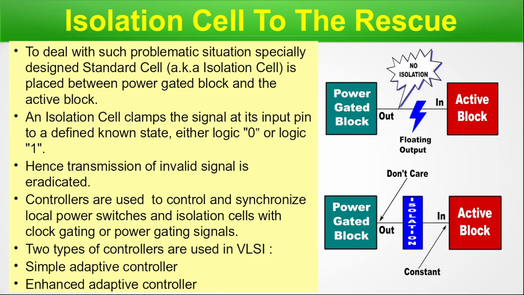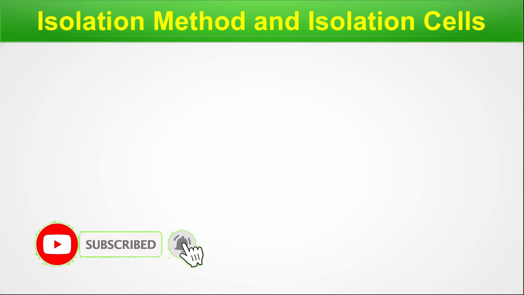So here in this slide we have explained how the isolation cell, that is a special standard cell, tackles the situation of the floating line going from a power gated block into an active block. So we are done with this particular slide. Let's move on to the next slide. Isolation method and isolation cells.